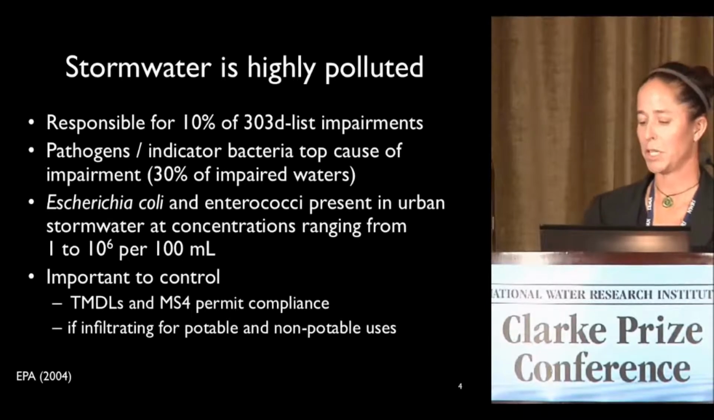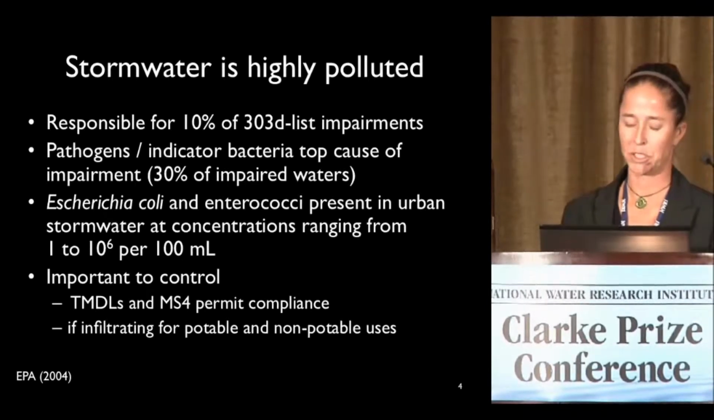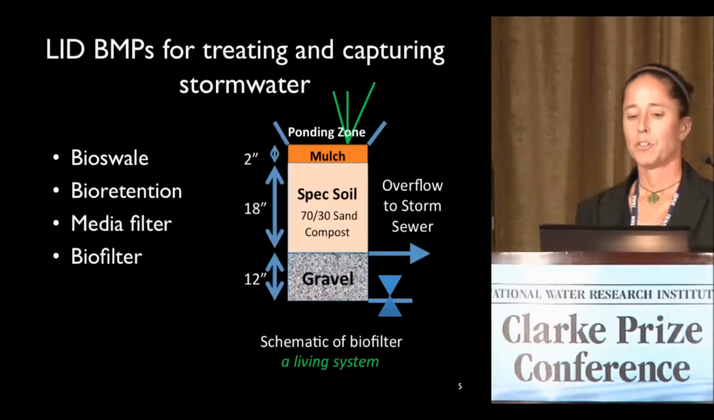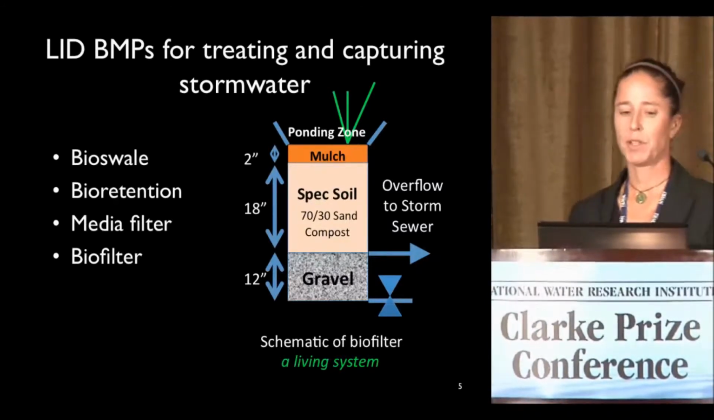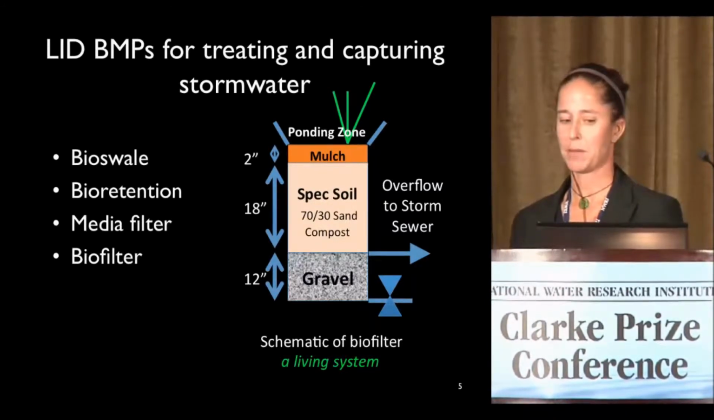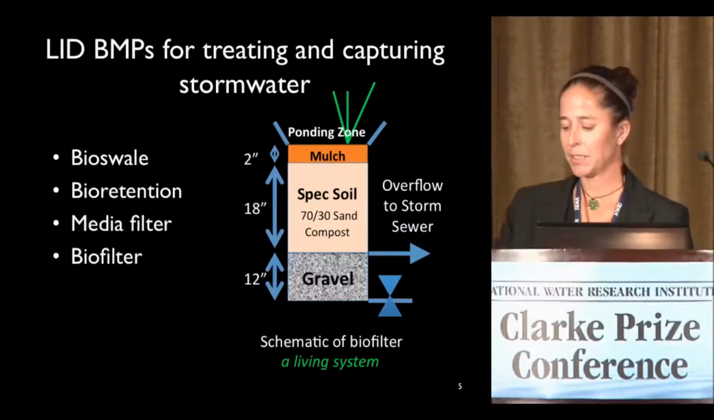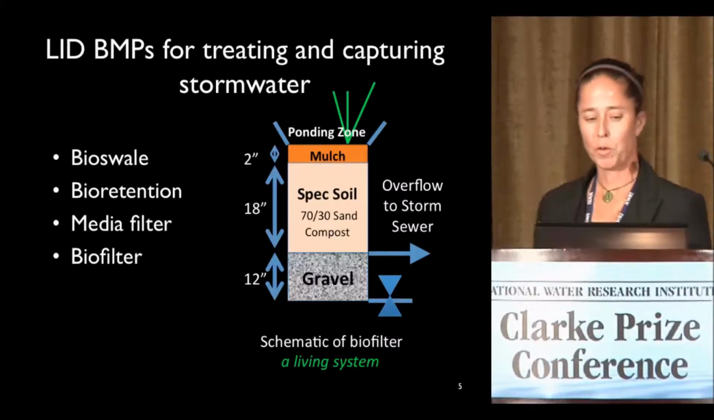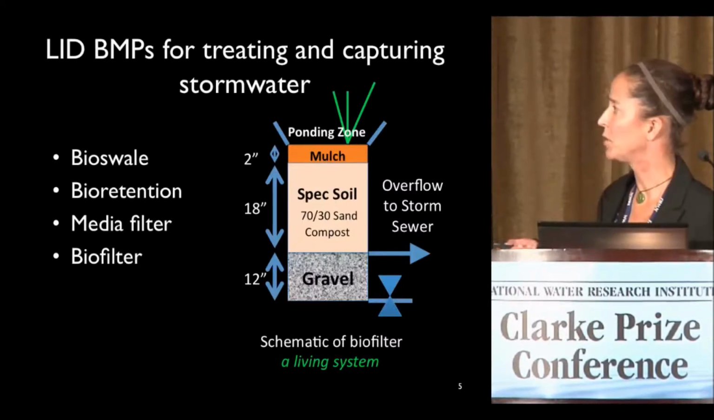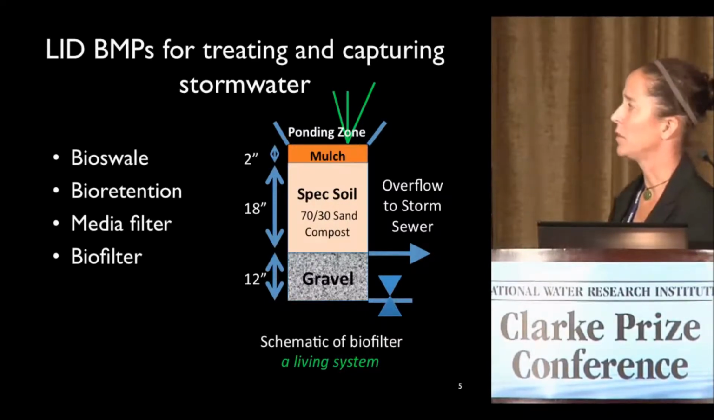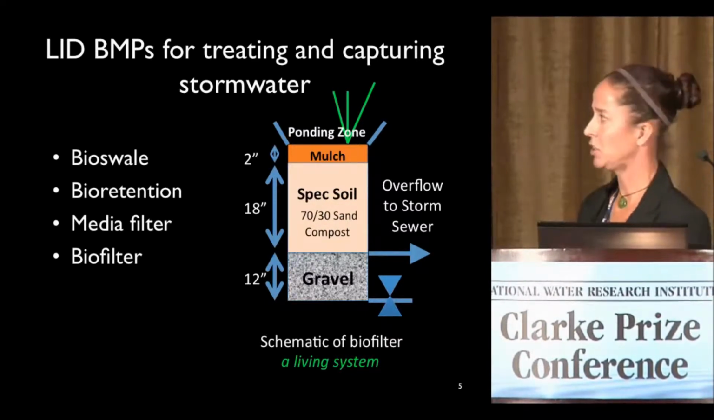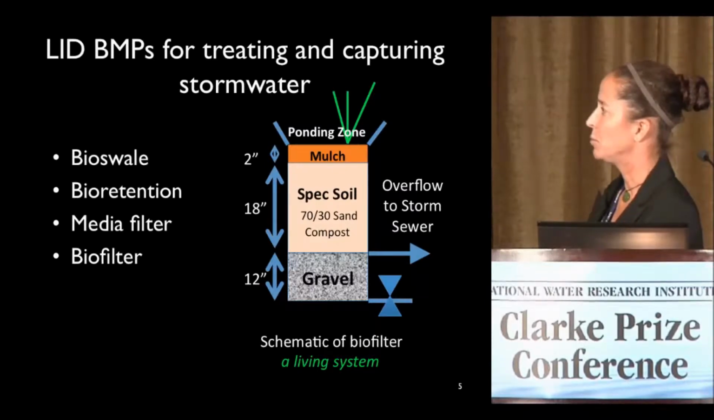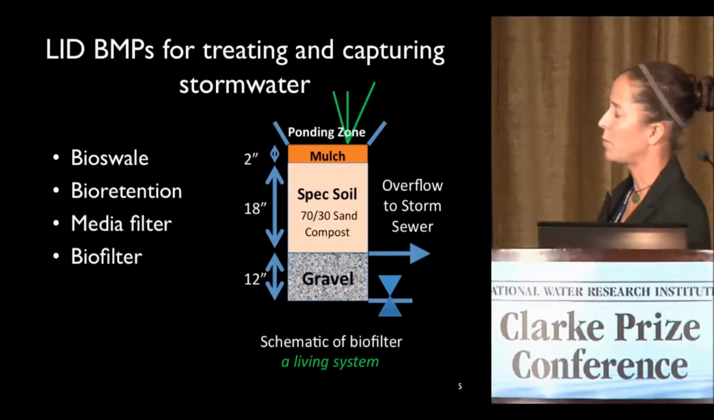Then we need to be aware of the pollution in stormwater. So there are several types of low-impact development BMPs that are available for treating and capturing stormwater. And these are basically living systems. So the four listed here are common ones. The bioswale is basically a vegetated ditch. And then the bioretention, media filter, and biofilter are all related to the diagram here.